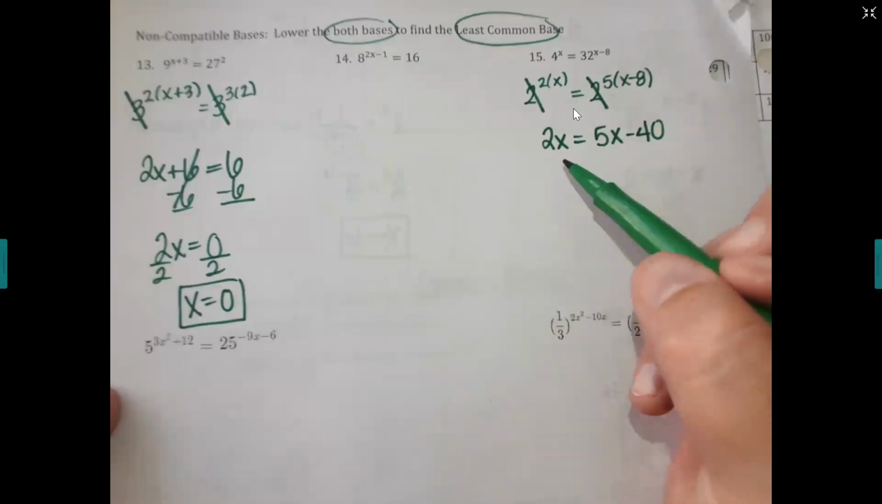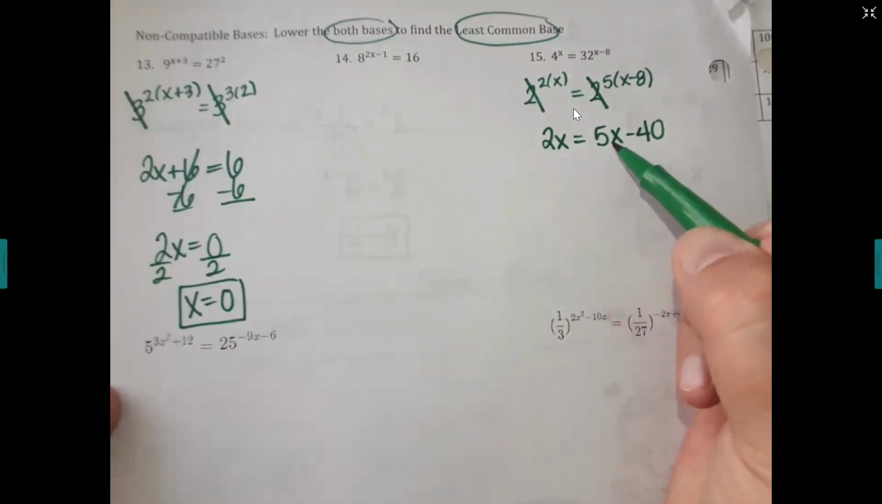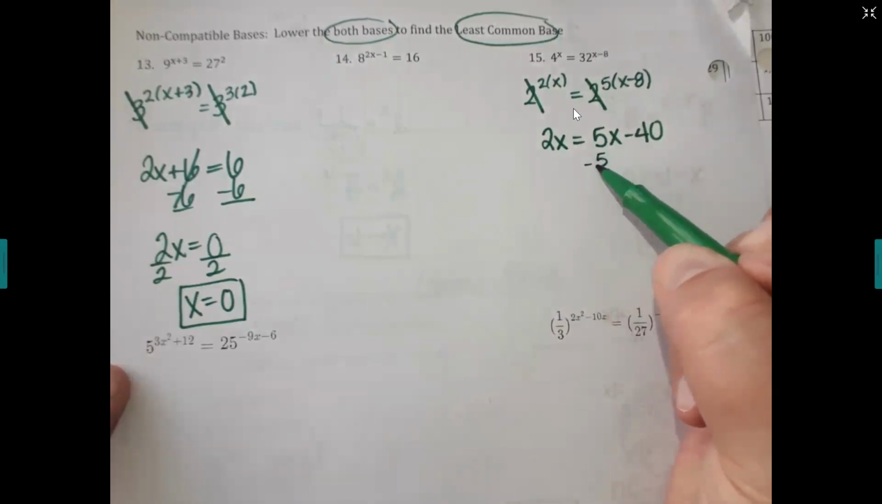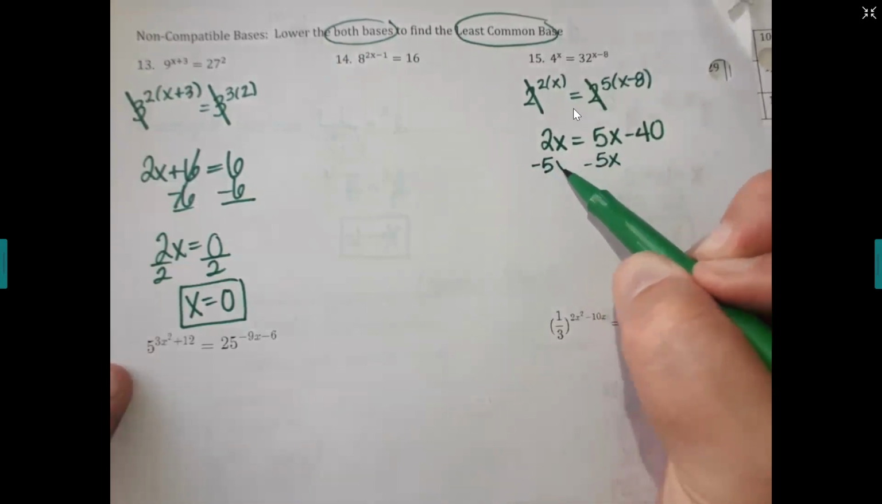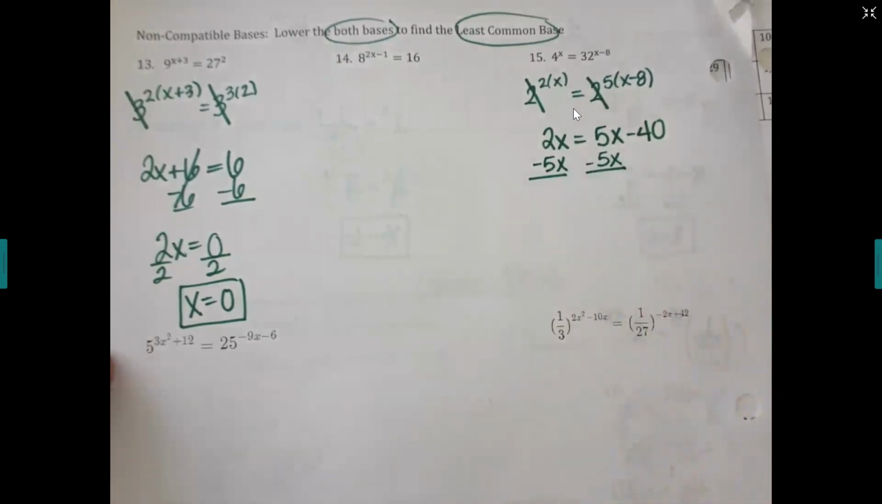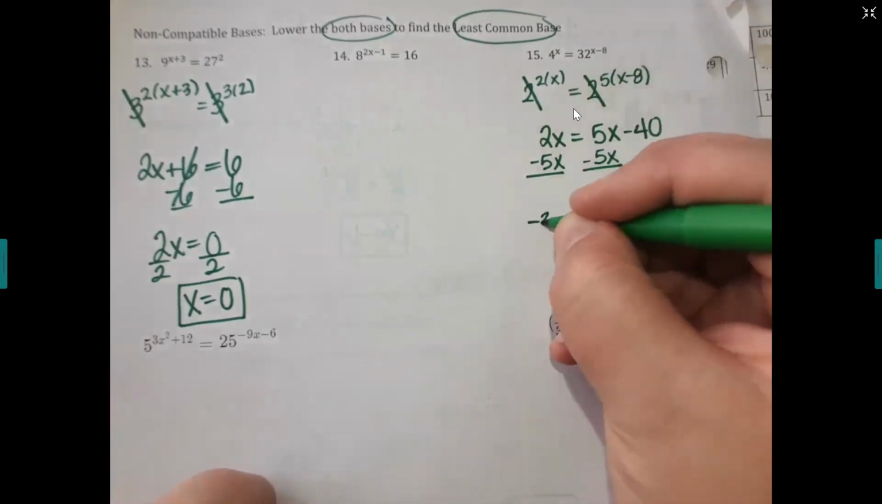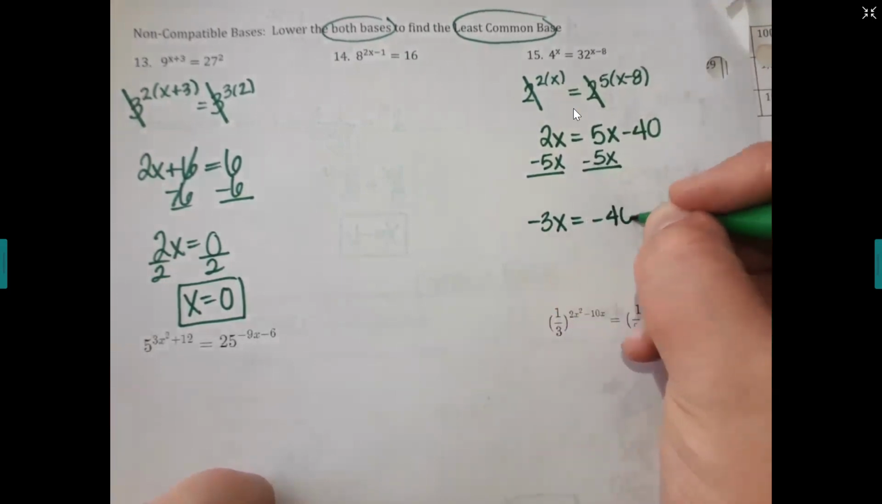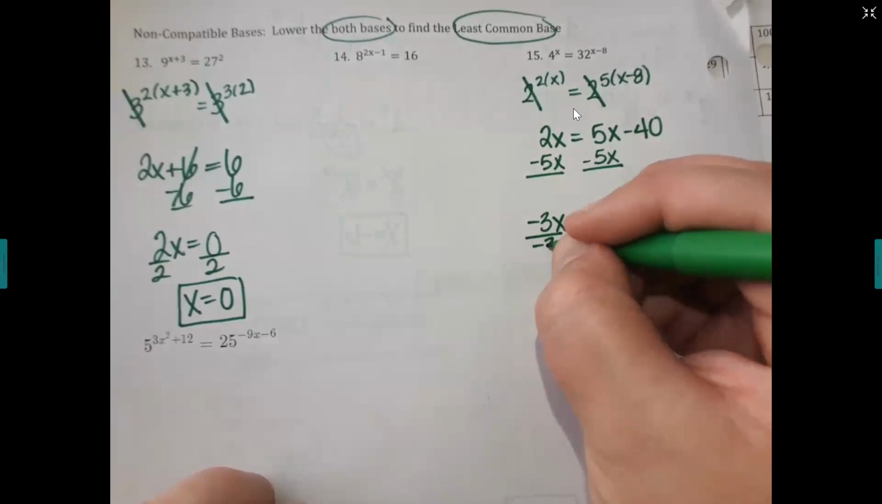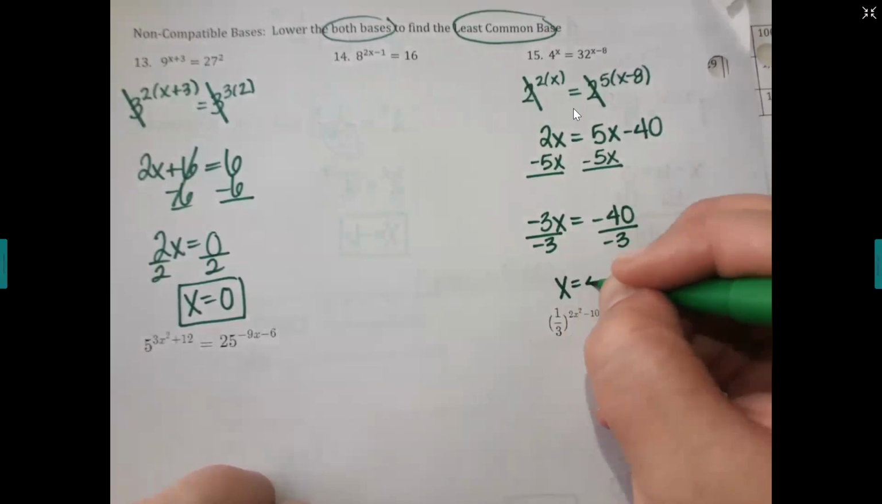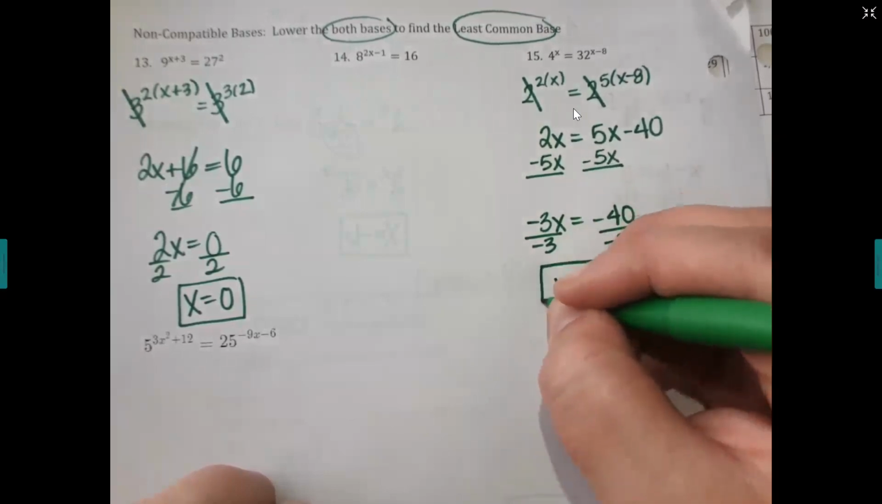Now, should I bring the 2x over this way? No, because you're trying to get x alone. So if I bring 2x over here, now everything's on the same side. I want to take away the 5x. So remember, you're trying to get x by itself, so don't bring it over to where all the other stuff is. Get it alone on the left side. So what's 2 minus 5? Negative 3x equals negative 40. And then last step, divide by negative 3. So x is gonna equal 40 over 3.